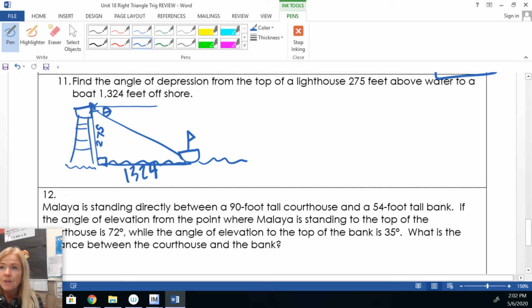That angle of depression is not inside of the triangle that we are using, and we need to get it inside of the triangle, and we use alternate interior angles in order to do that. So we'll have to move the angle inside of our triangle using alternate interior angles. And if this is the angle we want, we have opposite and adjacent, which is tangent.